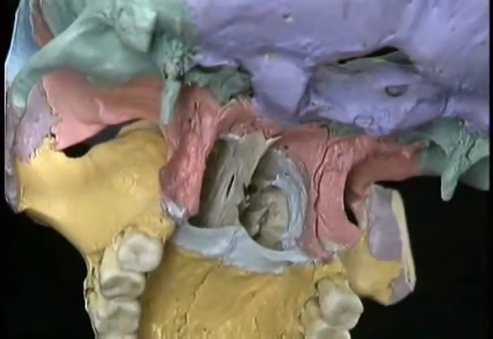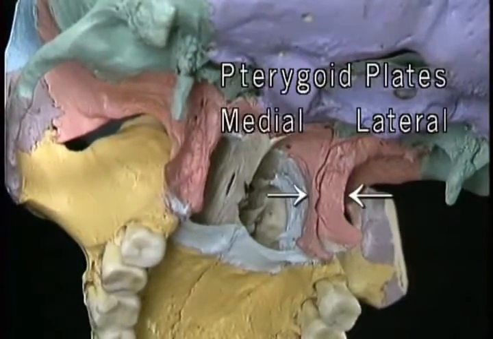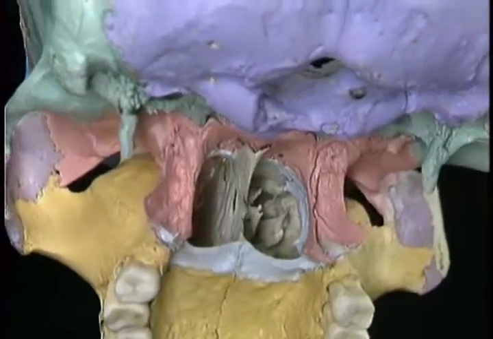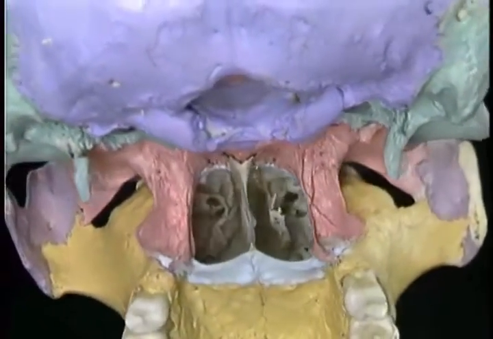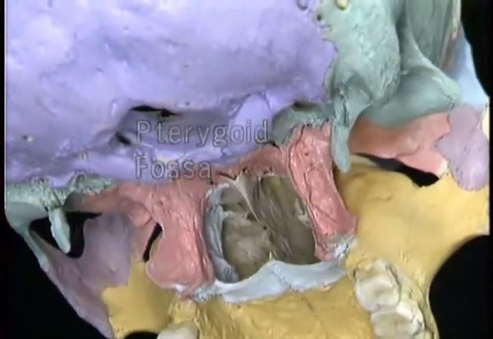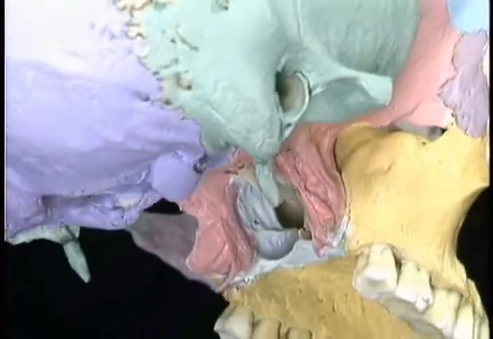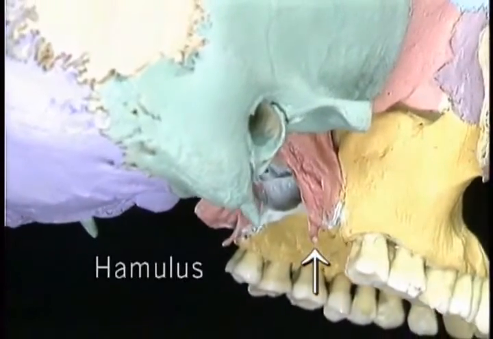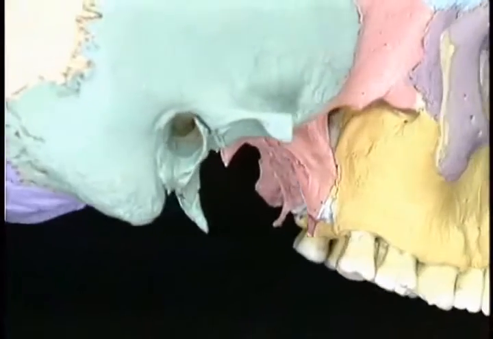The pterygoid process includes the lateral and medial pterygoid plates, which are the attachments for some important muscles that we'll see later. This hollow between the pterygoid plates is the pterygoid fossa. This little hook is the pterygoid hamulus. It's a pulley, as we'll see later.